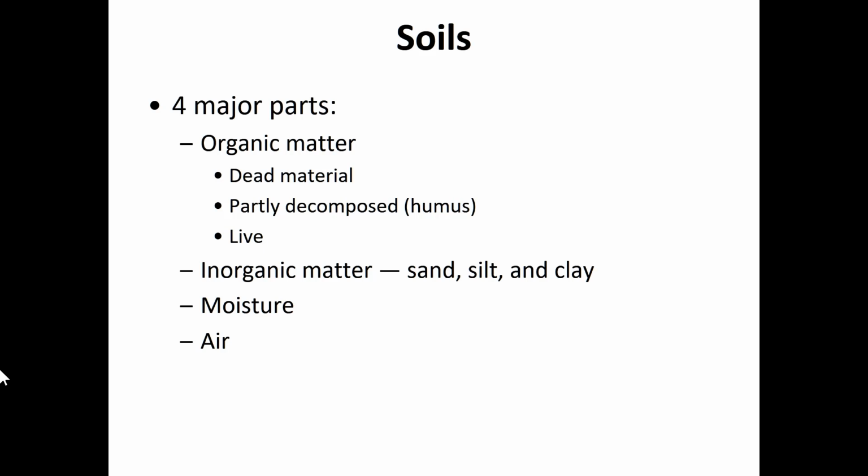Fundamentally then, soil, or dirt, is composed of four major parts. There's organic matter, and that organic matter is dead material, partly decomposed material known as humus, and live things: bacteria, fungi, insects, other invertebrates, etc. Another component of soil is inorganic matter. This is the parental rock material: sand, silt, clay. Finally, there's going to be some moisture in there and also some air. Oddly enough, there is air in soil.